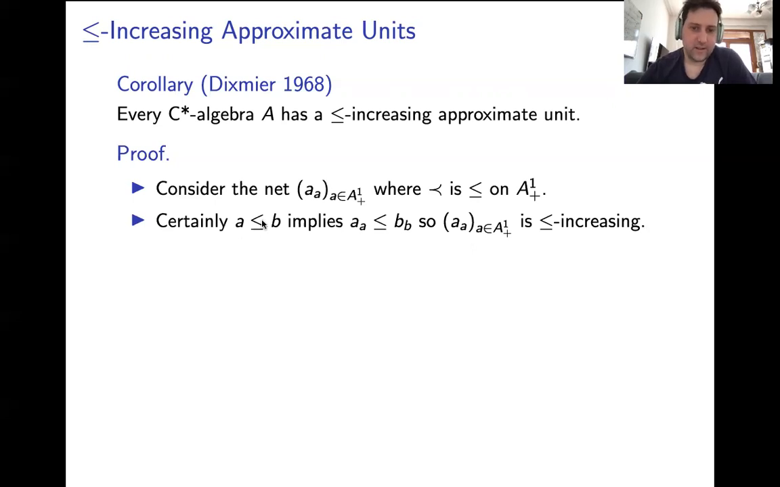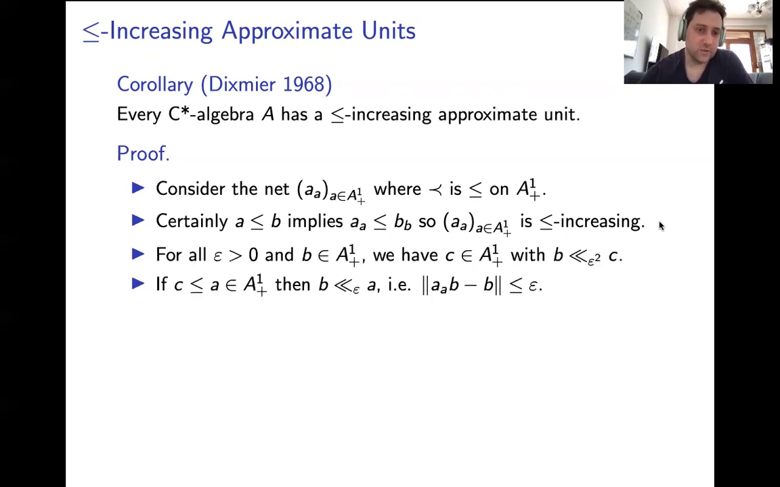Okay, well, certainly it's sort of obvious that A being below B says that the corresponding elements, with their little indices involved, satisfy the same relation again. I mean, yeah, it's trivial. So this is trivially increasing. The question is, is it really an approximate unit?